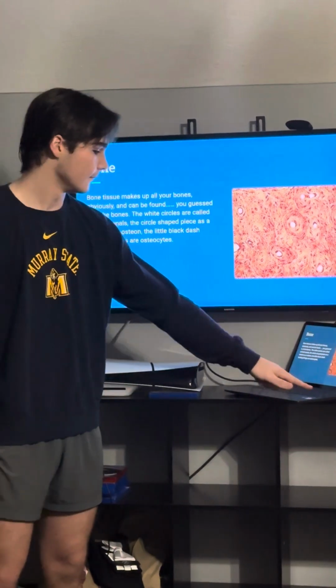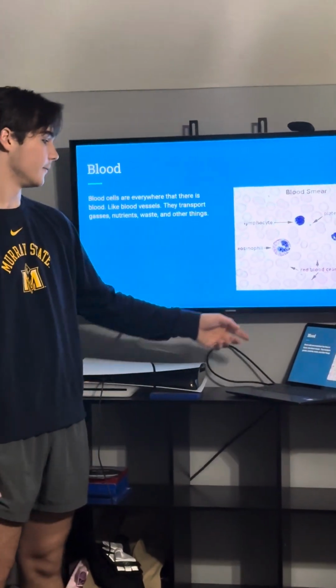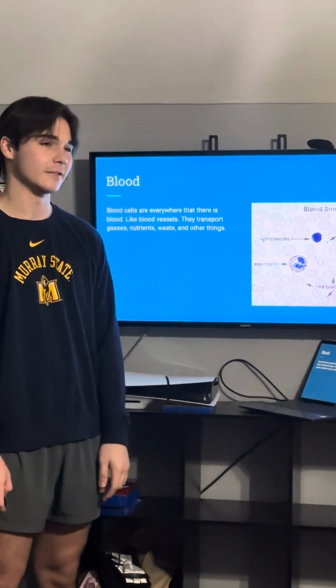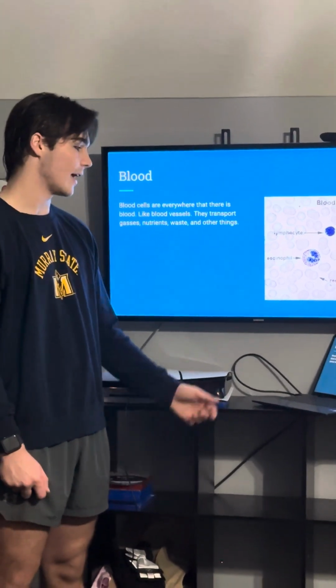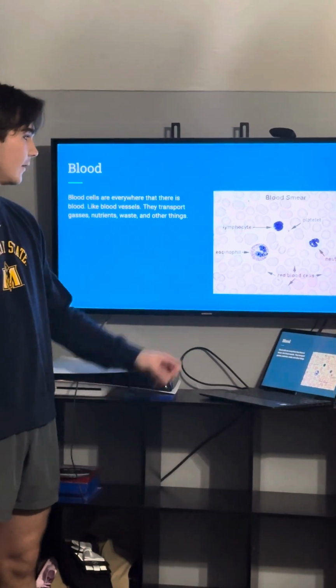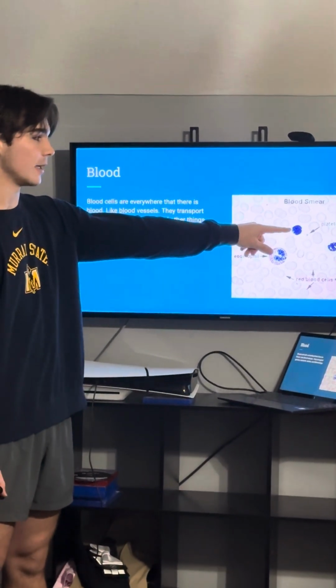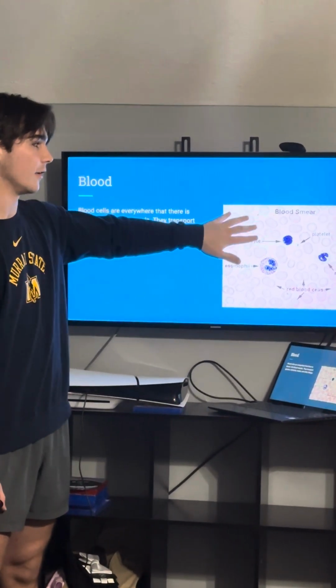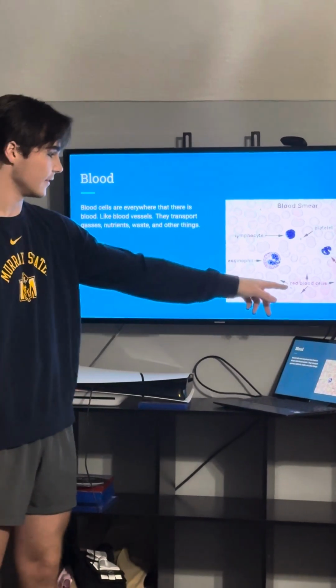Then we have blood. Blood cells are everywhere that there is blood. So they transport gases, nutrients, waste, and other things like that. Right here we have a lymphocyte, which is a white blood cell, and a platelet, and all these other ones are red blood cells.